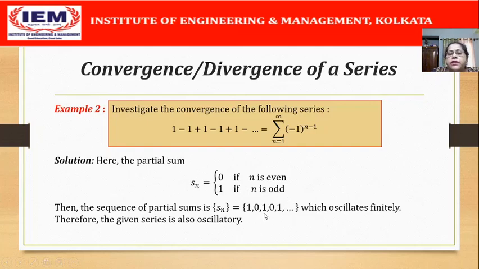So as we take the limit n tends to infinity, we don't have any finite limit, because the limit has to be unique. The limit cannot vary between two numbers. So therefore, it is not a convergent sequence, and it's not a divergent sequence either. So this is the case of an oscillatory sequence. And now, because the sequence of partial sums is oscillatory, obviously the given series is also oscillatory.